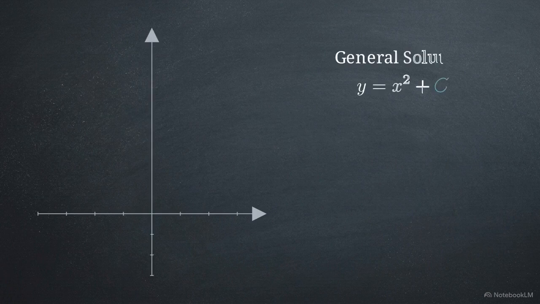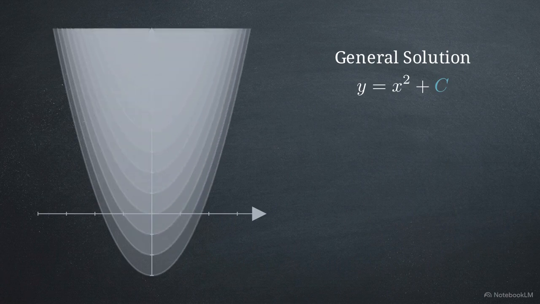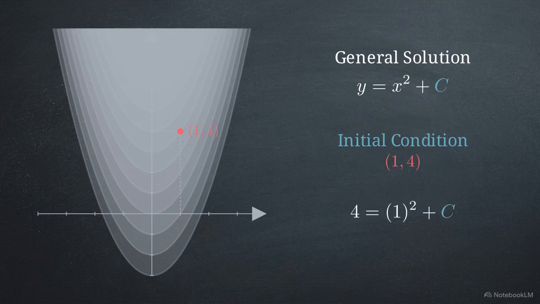This coordinate graph shows the general solution y equals x squared plus c. Because c can be any value, this formula represents an infinite family of parabolas stacked here on the graph. To lock down the exact equation, we apply an initial condition. This real-world constraint requires the curve to pass precisely through the coordinate 1, 4.